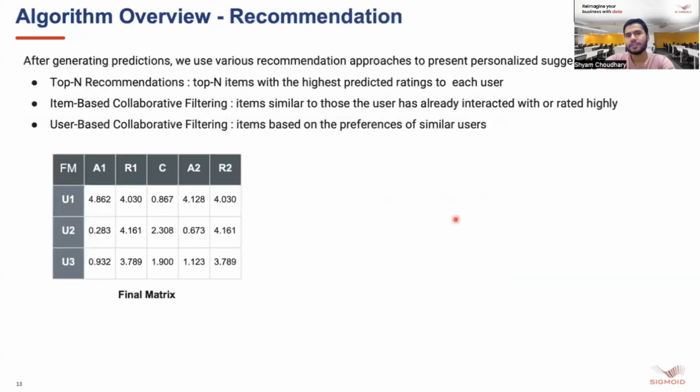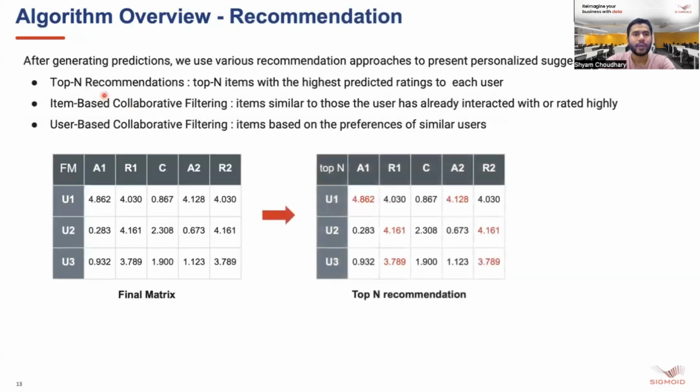Our final step here is recommendation. If we want to provide top n recommendations, in this case, we can provide the top n items with the highest predicted rating for each user. So for user U1, we can have A1 and A2 as the highest recommended movies. For user 2, we can have R1 and R2. For user 3 also, we can have R1 and R2 as the top 2 recommended items.